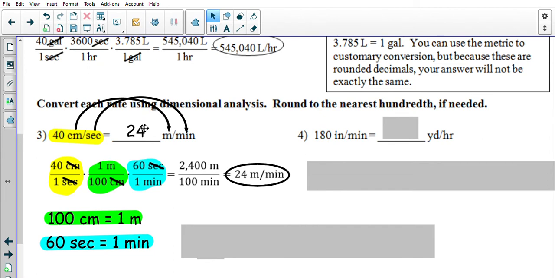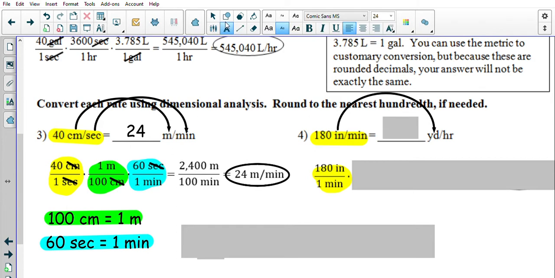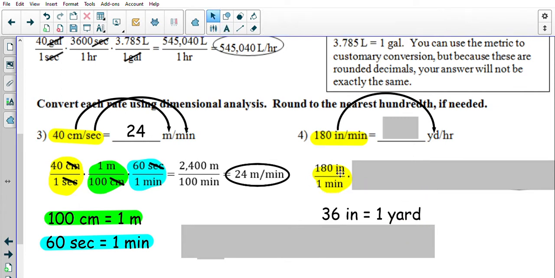Let's take a look at number 4. This does take some practice to get a lot better at this. We've got 180 inches per minute, and we're converting to yards per hour. So first fraction, super easy. We've got 180 inches in 1 minute, which is what is given to us. We do want to convert between inches and yards. We don't have a direct conversion on our chart from inches to yards, but there are 3 feet in a yard, and every foot has 12 inches. So there are 36 inches in 1 yard.